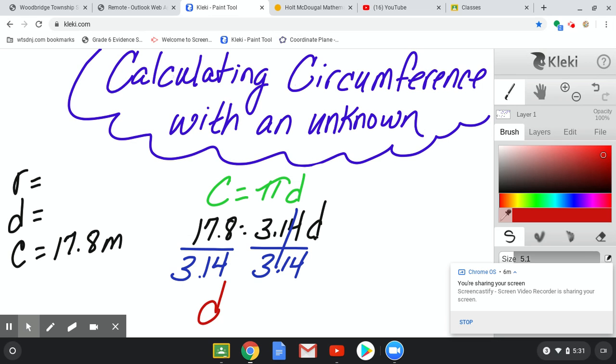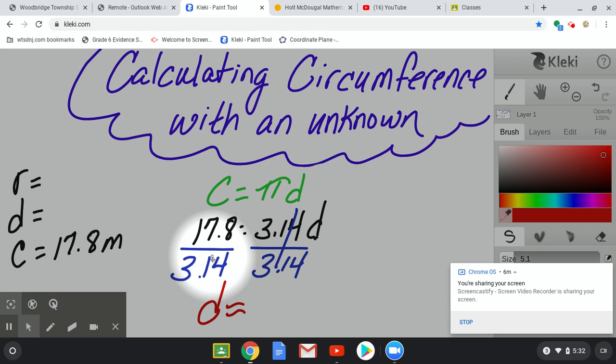My d is going to be equal to, or actually, again, I want to put approximate. Do my approximate symbol. So my diameter is approximately, and this is where I'm going to use my calculator. I'm going to do 17.8 divided by 3.14 to see what my diameter is approximately.